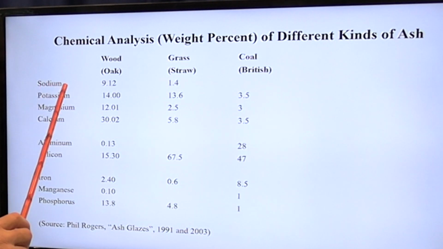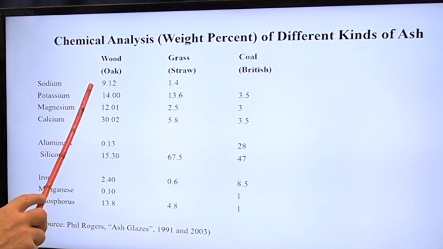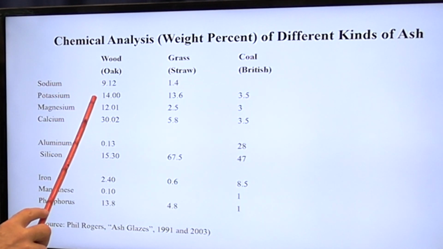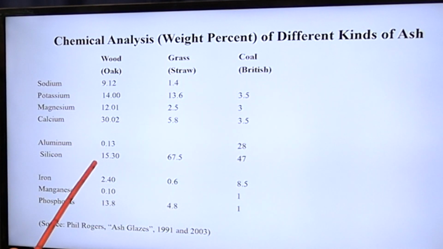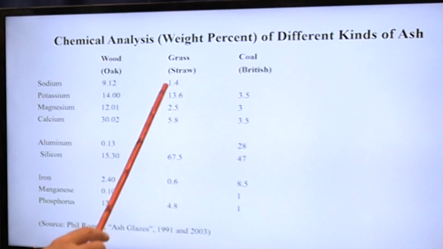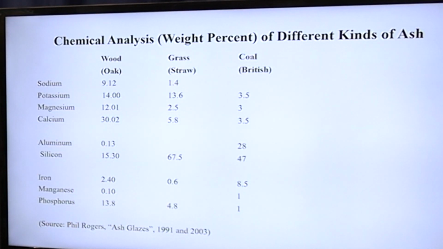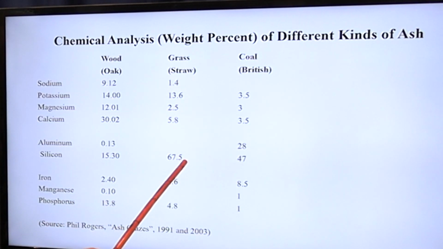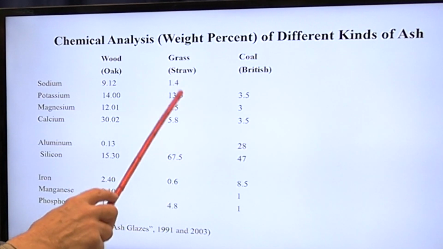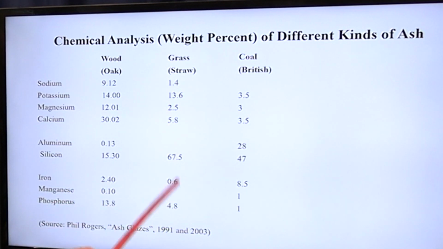These are sodium oxides. So a lot of sodium, a lot of potassium, a lot of magnesium, and especially a lot of calcium, and some silicon, but not a whole lot, very heavy on the fluxes. Grass, anything like wheat straw or rice straw, or even just grass that grows in your lawn, has a lot of silica in it, and a little bit of potassium, but not nearly as many fluxes as in the wood ash.